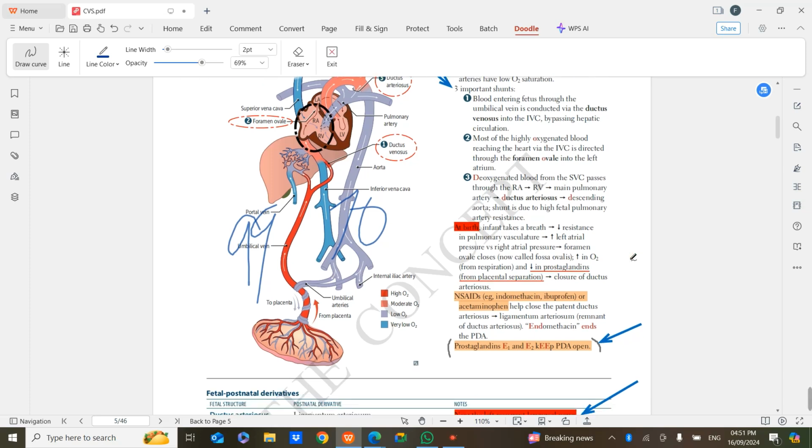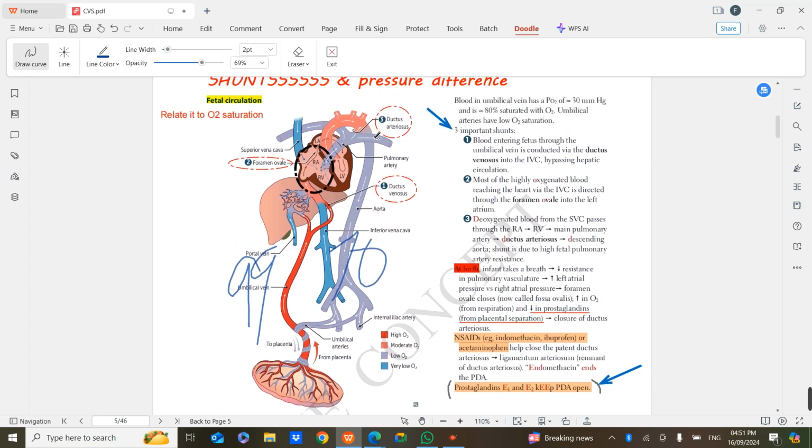The next important point is this ductus arteriosus. What do you think is keeping it open? The answer is prostaglandin E1, E2. So in the exam, you might check the options for E1, E2, and they are not there. Just pick prostaglandin E. So prostaglandin E will keep the ductus arteriosus open. Never forget that.